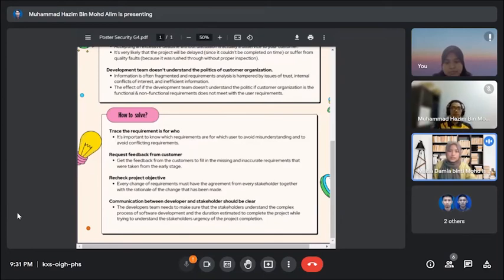There should be a mutual understanding between the developers team and the stakeholders. Communication is the key. The developers team needs to make sure that the stakeholders understand the complex process of software development and the estimated duration to complete the project, while trying to understand the stakeholders' urgency for the project completion. The stakeholders also could explain their business process to the developers so that good user requirements can be produced.